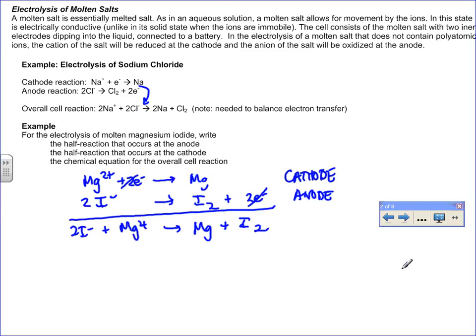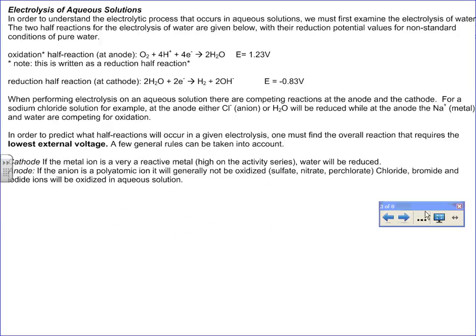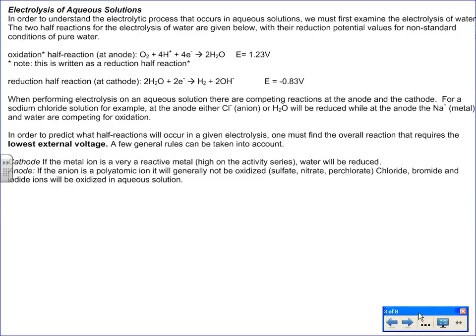Okay, so that's all you have to do for the electrolysis of a molten salt. When we're looking at the electrolysis of an aqueous solution, it is a little bit more complicated. If you've got something like sodium chloride dissolved in water and you apply electricity to it and you want to know what the reactions are going to be, most likely you've got competition, because it's not just the ions in the solution that could potentially oxidize or reduce, but water can be both oxidized or reduced.